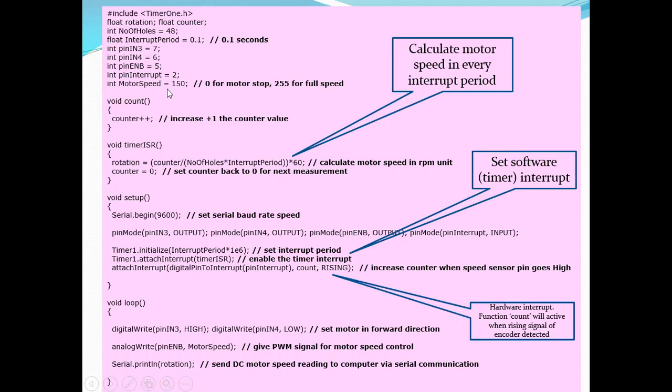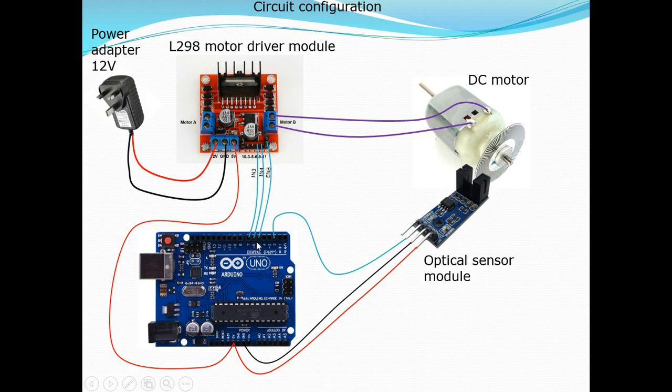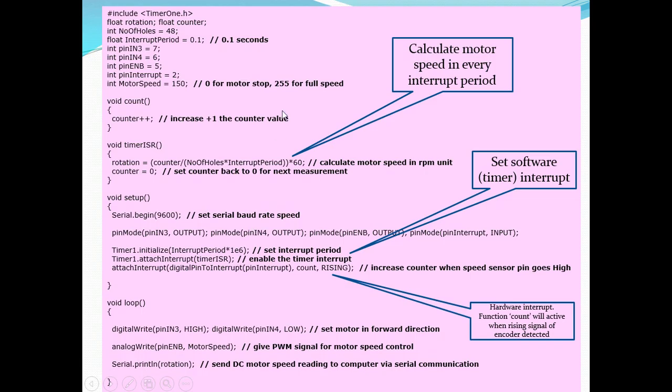Okay. Next, motor speed 150. Why 150? Because you connect this motor to PWM. You know the PWM maximum is 255. 150 means you are now running at 150 out of 255. So let's say you divide it yourself. If you want to run at half the speed, you put 128. If you put 128, that means you are running at half of the full speed.